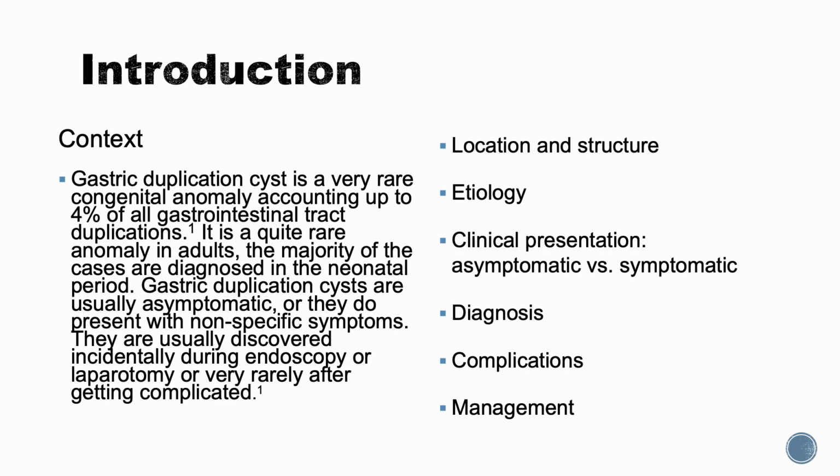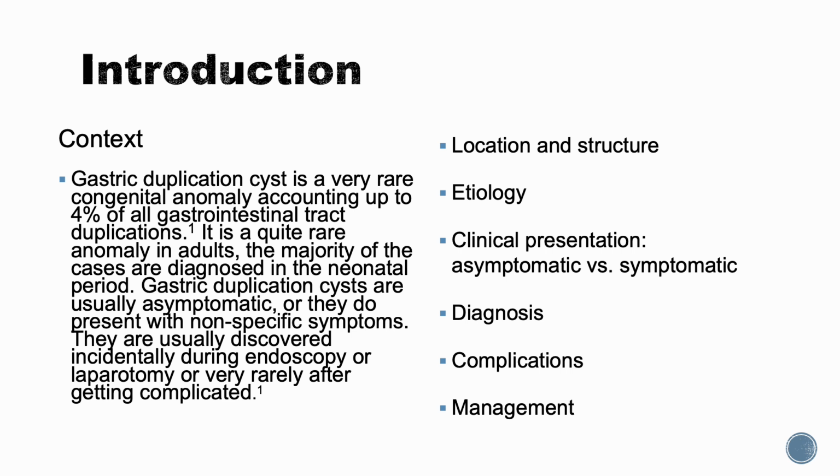Etiology. The cause of GDCs is usually congenital, resulting from abnormal embryological development of the gastrointestinal tract. This may involve the failure of normal recanalization of the foregut during early fetal development, leading to a duplication of a segment of the stomach wall.